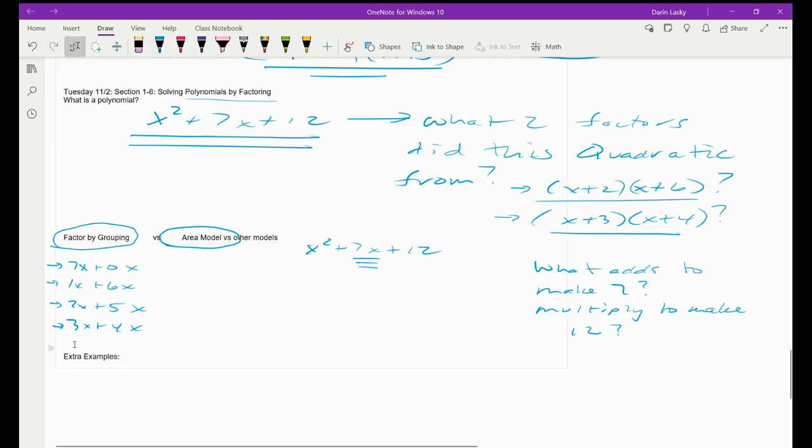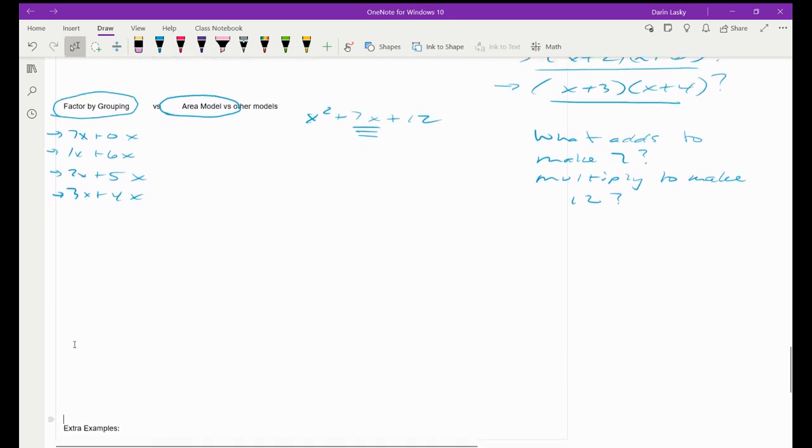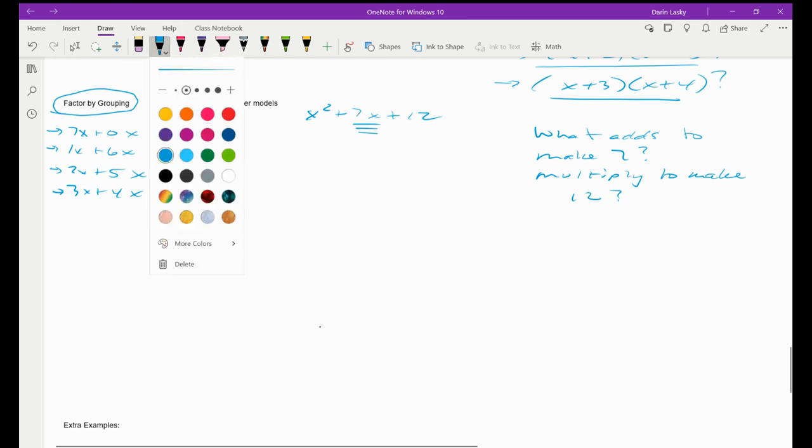Let me get rid of this extra example right here, guys. Let me go down farther here. Do that in a minute. Or we can ask it this way. Oops, wrong color. Wrong pen. This one works so much better.